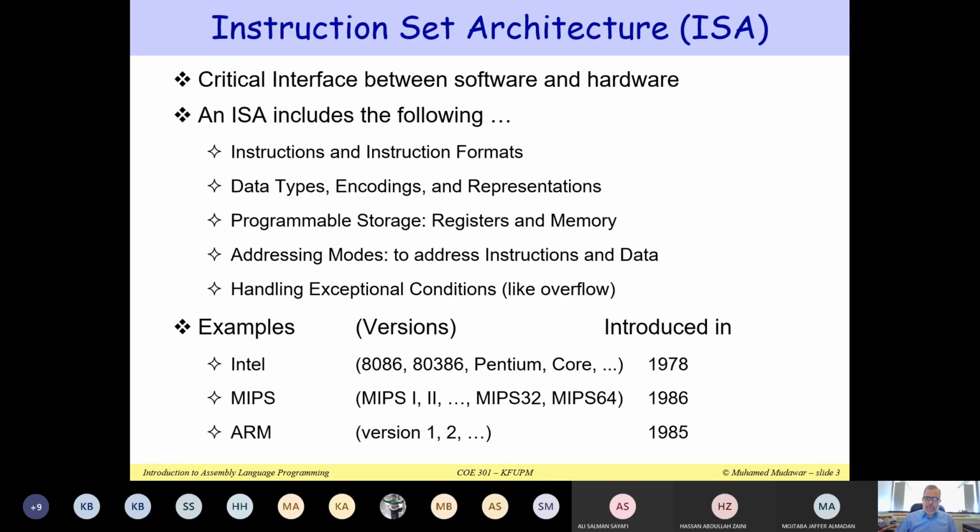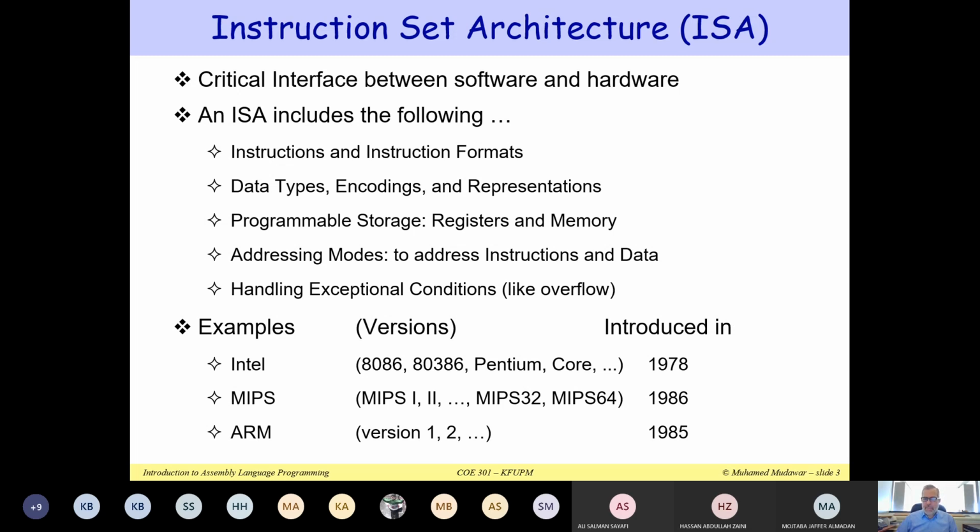The data types which are supported by the architecture, whether the architecture supports, let us say, integers, characters, floating point numbers. Characters are encoded just like integers. So their encoding, their representations. Floating point numbers have a different encoding and different representations. So I'll talk about this separately later.